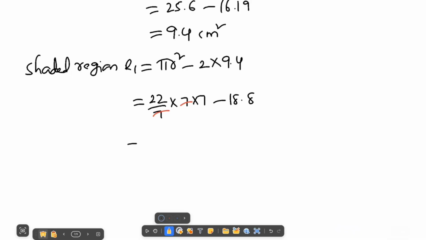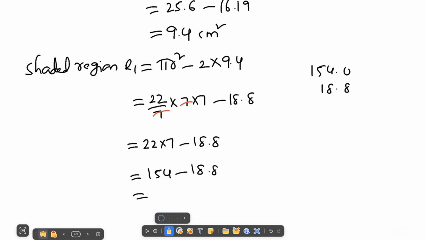Now what do we have? 22 into 7 minus 18.8, so it is 154 minus 18.8. So how much will we get? 154.0 minus 18.8. So 135.2. So this is the area of the shaded region R1.